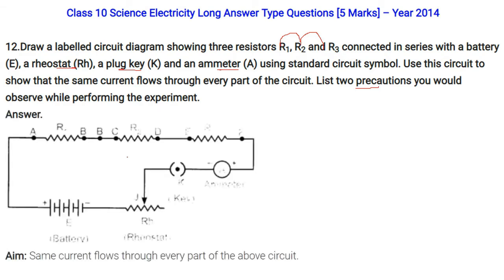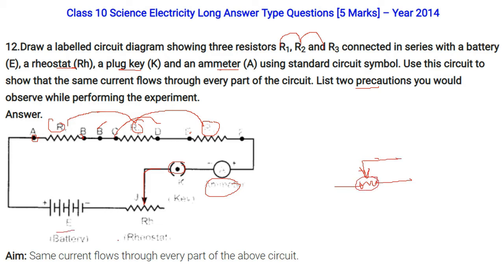So here is the scenario. First of all, this is R1, R2, R3. This is A, this is B, R1 is between them, then C and D, it is R2, and E and F, it is R3. Now we have the ammeter, this is a key, then it is connected to a rheostat, which has this symbol, and then the battery E. For the second part, the aim is to show that the same current flows through every part of the circuit, because these are in series.